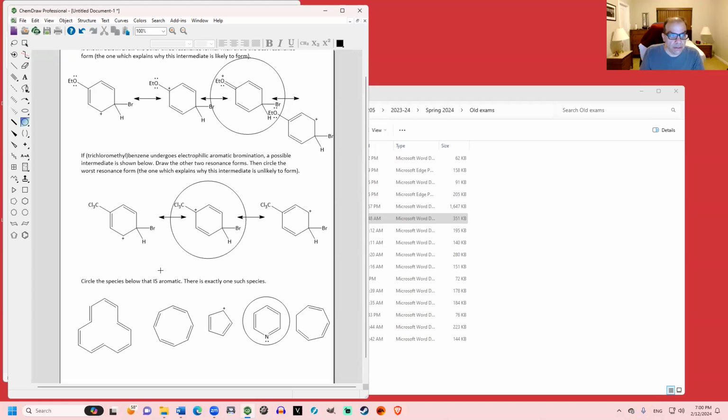In a word, no, I still think that one's the least stable. This was like what we did in class, except in class we had nitro groups here. And with the nitro group, it's very clear. The nitrogen has a plus charge on it, so you have two adjacent plus charges. The trichloromethyl groups don't go quite as far as the nitro group, but you still have an atom with a partial plus charge. And I think that overrides the fact that it's tertiary.